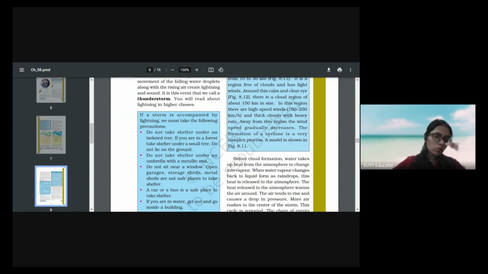So how does a thunderstorm take place? During the hot season, the air rises up, and with the air there are water droplets. The water droplets go up above, where they freeze, and after freezing they fall down due to gravitation on the earth, and with the fall there is lightning and sound. So all these events are called a thunderstorm. Okay.